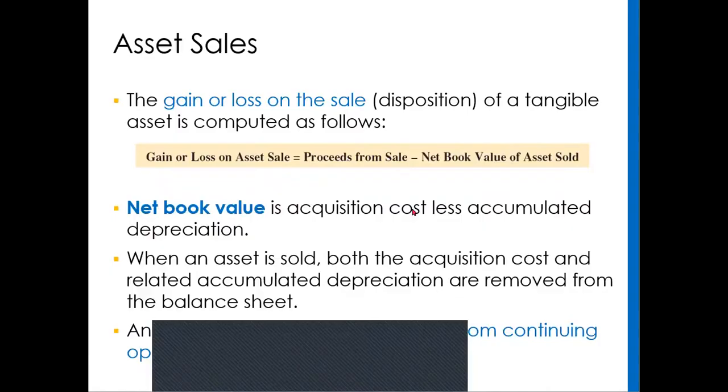So we'll go ahead and go back to our original show and tell. So we've got our net book value, cost less accumulated depreciation, which we just did. Asset is sold, both the acquisition cost and related accumulated depreciation are removed, and any gain or loss is reported in income from continuing operations. And so that's the equipment that was sold.